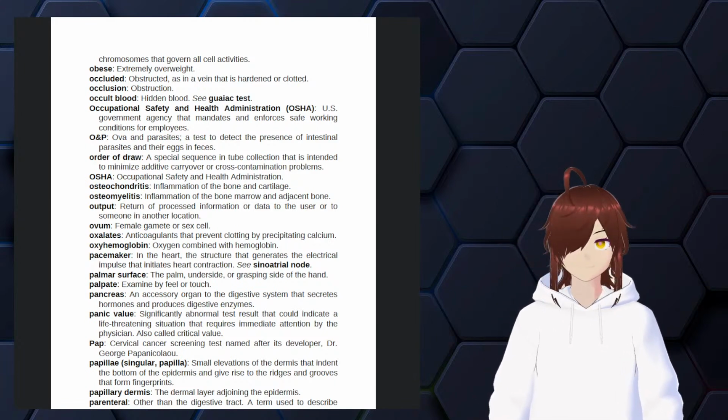How long was this one? 45. Damn, that's a lot of words. Cool. It's everything.